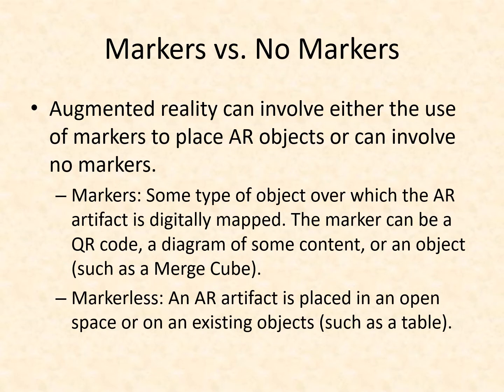You use AR in one of two ways, either with a marker or it's markerless. If we're talking about a marker, then that means some object, something over which that AR digital artifact is mapped. So in other words, you point your camera to this object, and that object is where the augmented reality item appears. If it's markerless, it means that the AR artifact just appears out there in the world.